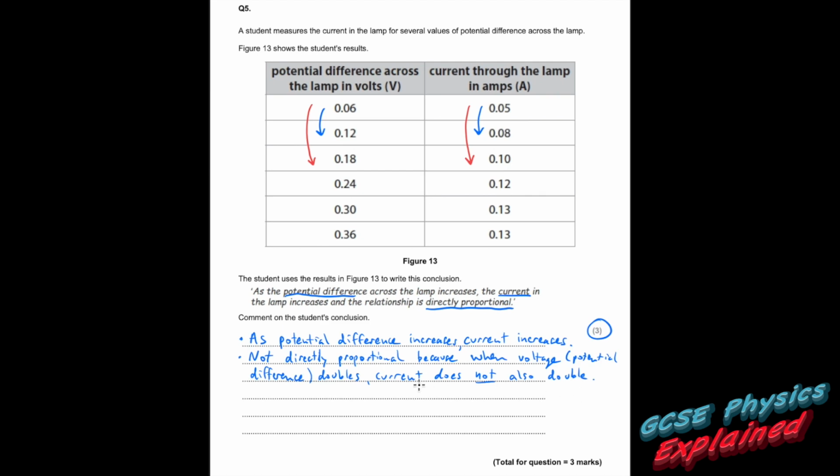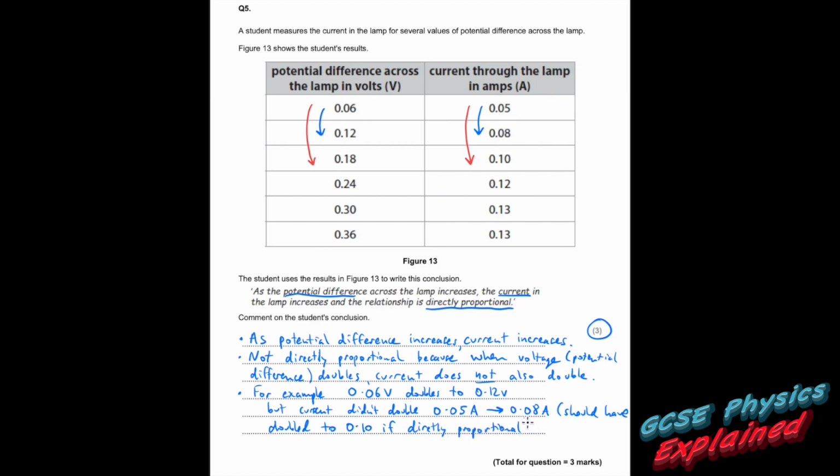And again, if you just left it at that, you'd only get 2 marks. So what do we do for our 3rd mark? We simply quote the data. So it should have doubled to 0.10 if directly proportional.